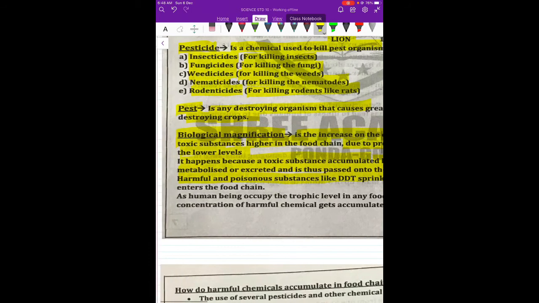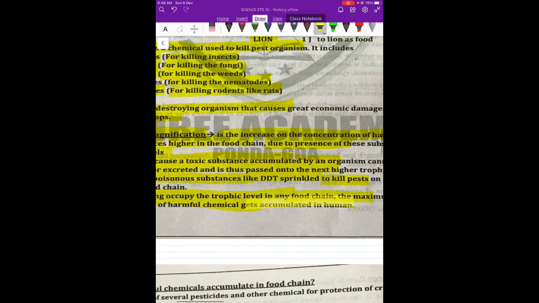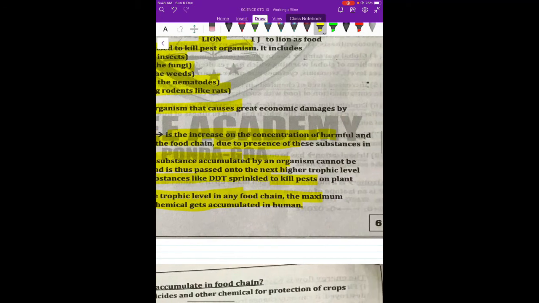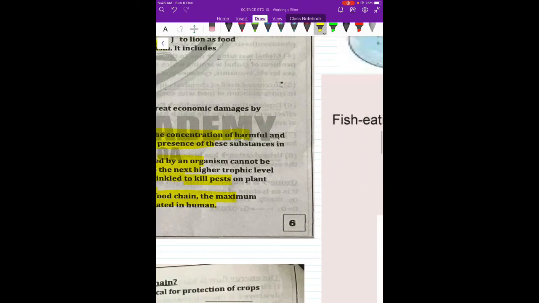Now the problem is, human beings generally occupy the highest trophic level. It means what has been produced and what has been eaten by other animals ultimately ends into the stomach of the humans. So humans have the maximum biological magnification.